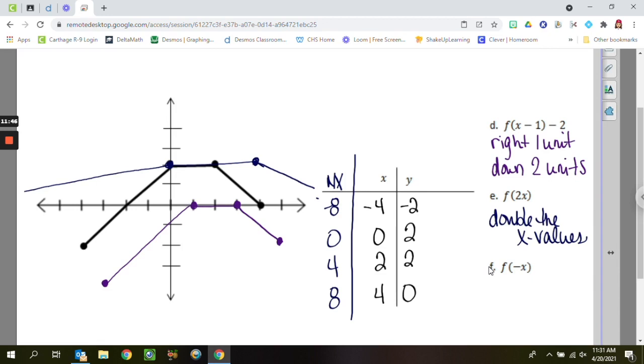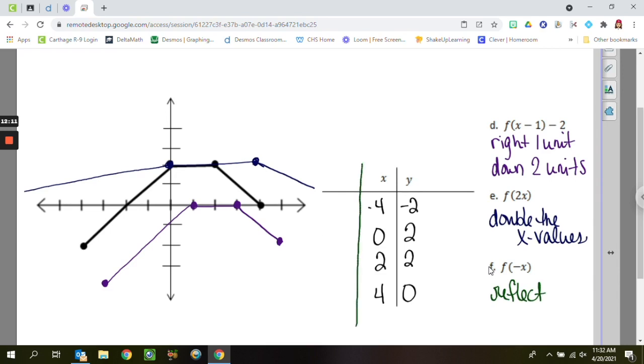What about F? A negative got applied, so we know that's a reflection. So what values are we changing? We're also reflecting our X values. So we're changing, and you can erase that. You can draw new. So we're going ahead and switch that out for another new X's. So it becomes a +4, 0, -2, -4.